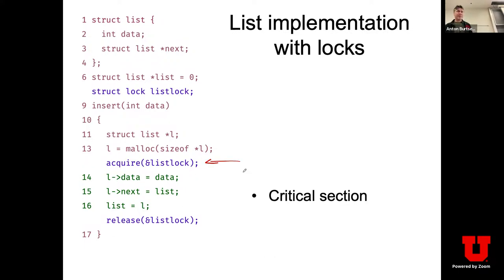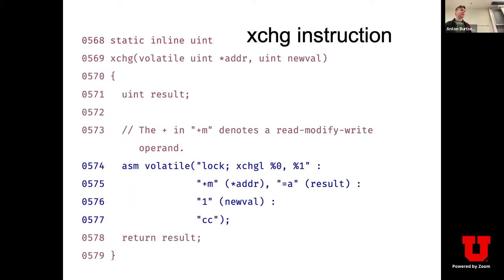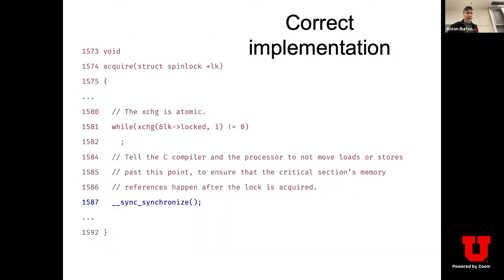So remember, we talked about the spin lock and we got the implementation. We said, okay, cool, this is not working, but we are smart enough. We use this exchange instruction, and that's our correct implementation of a spin lock, right?